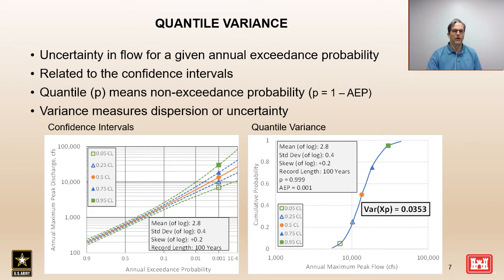So in the two plots, we can see how we get from confidence intervals to quantile variance and how they're related. The plot on the left shows a frequency curve with several different confidence limits plotted. From the confidence limits, we can generate the distribution of flow at that AEP value, which is the plot on the right. From that probability distribution that represents the uncertainty in the flow estimate at that AEP value, we can estimate the variance, which is essentially a measure of the dispersion or the width of that distribution.